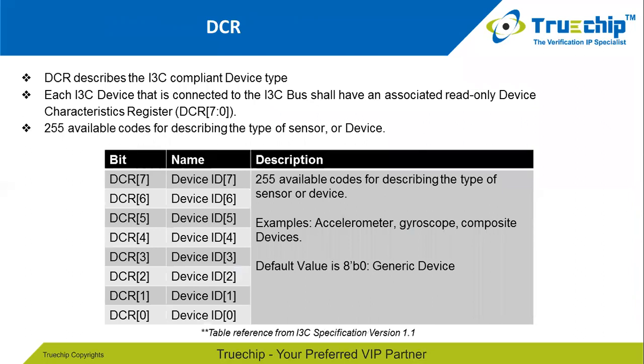DCR describes the I3C device type. Each I3C device that is connected to the I3C bus shall have an associated read-only device characteristic register. DCR provides 255 available codes for describing the types of sensor or device, for example, accelerometer, gyroscope, composite devices. The default value of DCR will be 0.